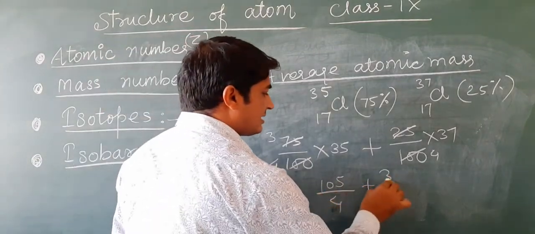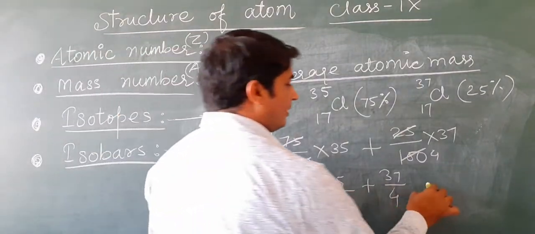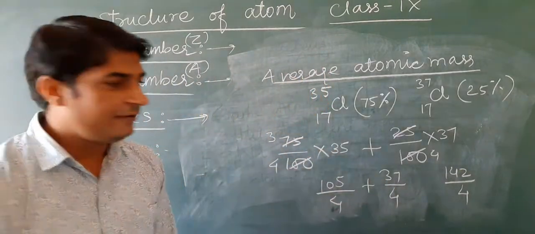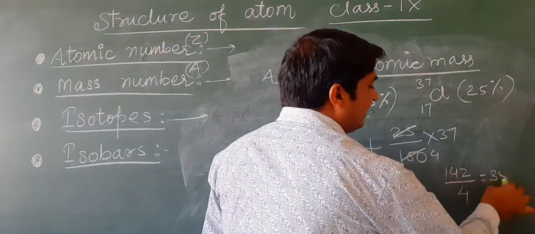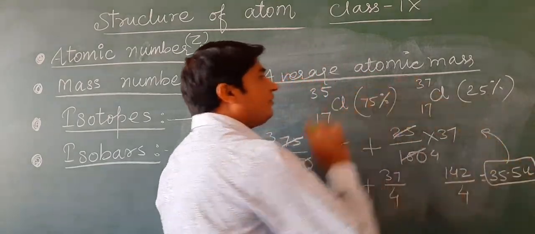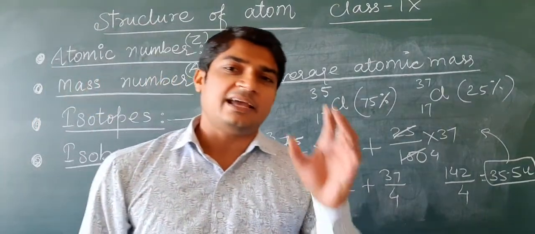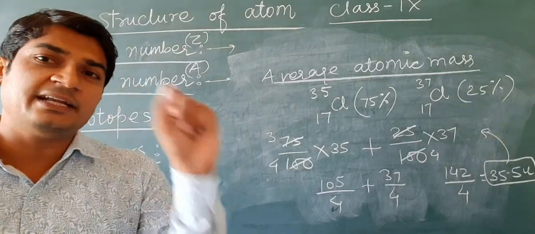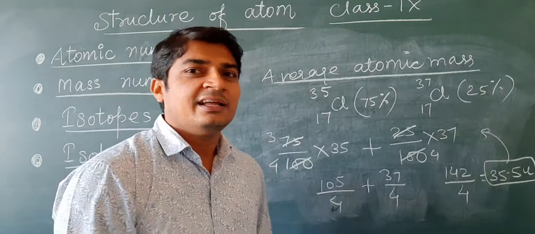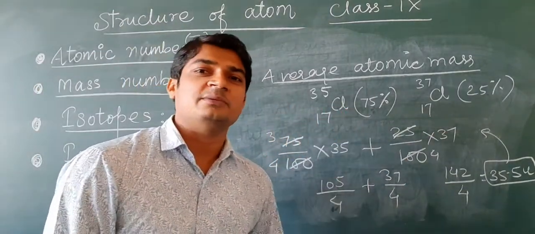(105/4) plus 37/4, or we can say 142/4. If we calculate it, then it is 35.5 U. So it is the average atomic mass of chlorine. For such elements in which the atoms exist in the form of two or more isotopes, we calculate average atomic mass.